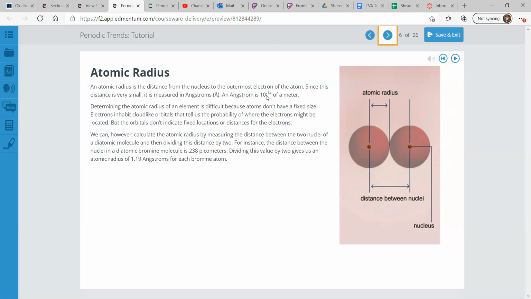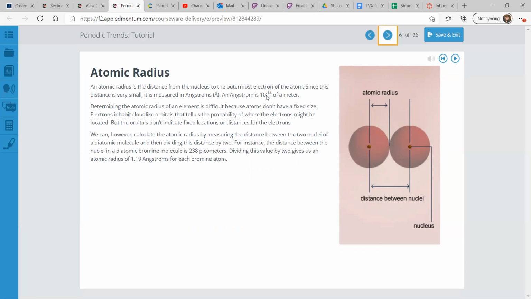Determining the atomic radii of an element is difficult because atoms don't have a fixed size. Electrons inhabit cloud-like orbitals that tell us the probability of where the electrons might be located. Not definitive though, might be. But the orbitals don't indicate fixed locations or distances for the electrons.